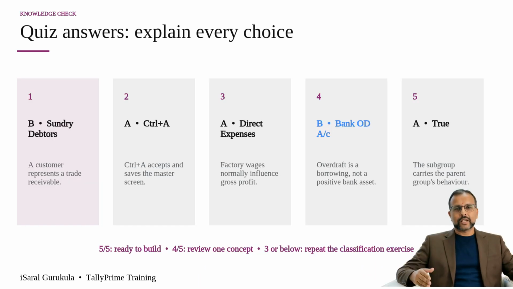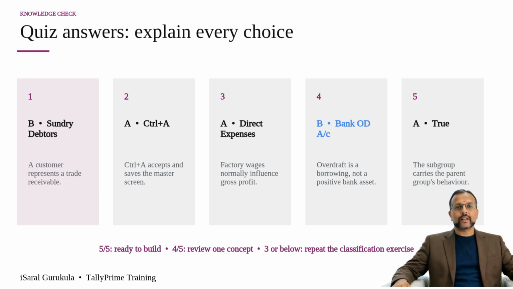Here are the answers. Question 1. B. Sundry debtors. A customer represents a trade receivable. Question 2. A. Ctrl+A. Ctrl+A accepts and saves the master screen in TallyPrime. Question 3. A. Direct expenses. Factory wages influence gross profit directly. Question 4. B. Bank OD account. An overdraft is a borrowing, not a positive bank asset. Question 5. A. True. The subgroup carries the parent group's behavior and reporting destination.